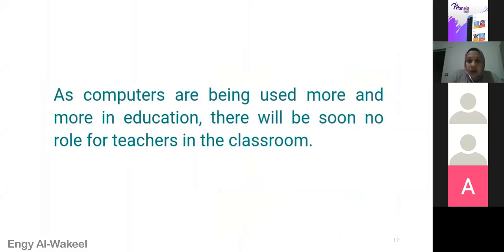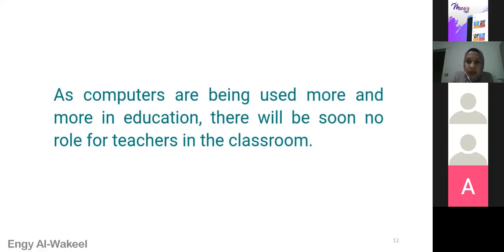As computers are being used more and more in education, there will soon be no role for teachers in the classroom. Could you please write a paragraph concerning this, just a paragraph, using simple, complex, and compound sentences? Can you? I want to see a thumbs up or not. Excuse me, I didn't get you.